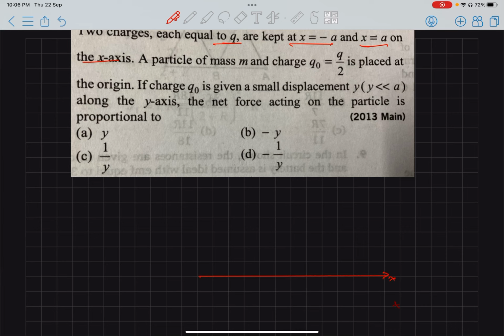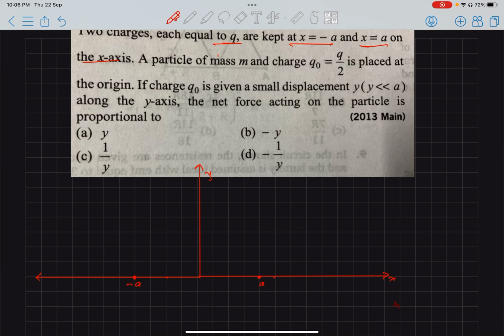So this is the x-axis and this is the y-axis. And also the charge is at x equal to minus a and x equal to plus a. So I will have to draw the axis on the negative side also. So if this is minus a and 1 2 3 4, 1 2 3 4, this is a. Okay, so the two charges are placed at these 2 points.